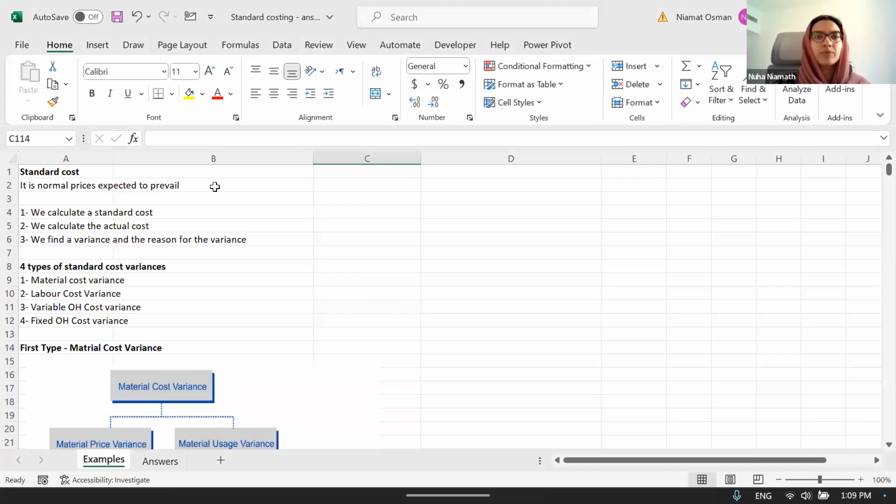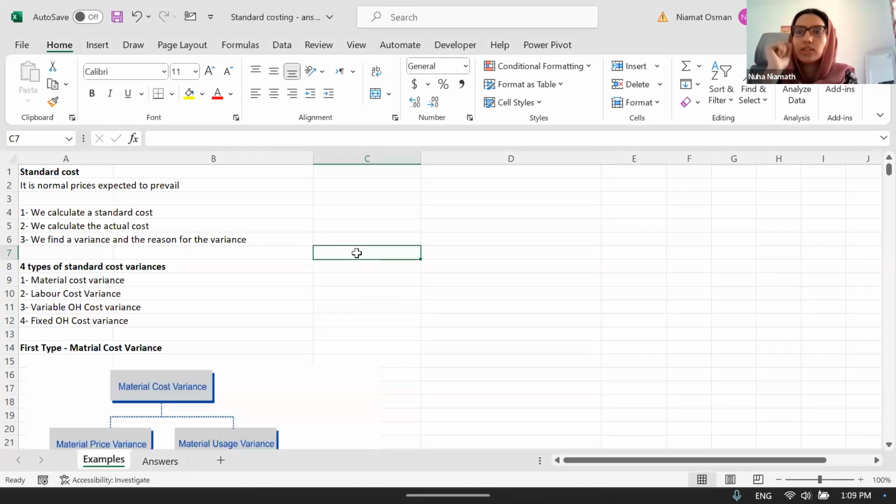Okay, perfect. So as you know, today we are going to be doing standard costing, correct? Before we get into the topic of standard costing, let's give you a brief about what standard costing is. Generally, organizations have three types of costs that they will calculate.